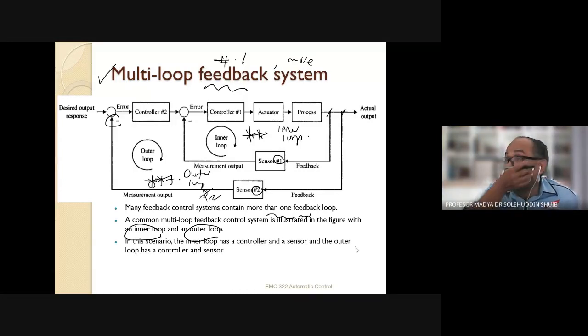For this scenario, in the inner loop we have a controller and a sensor. Where is the controller? Try to find it. Yes, this is controller one. We also have a sensor here for the inner loop. How about the outer loop? For the outer loop, we also have a controller and a sensor. We have controller one, sensor one, controller number two, and sensor number two.